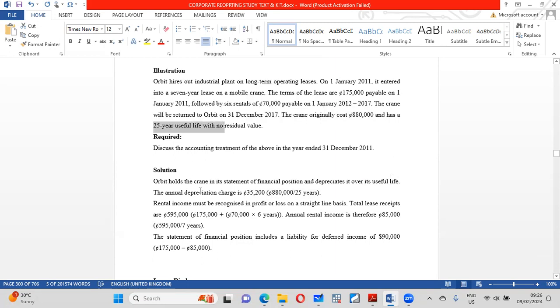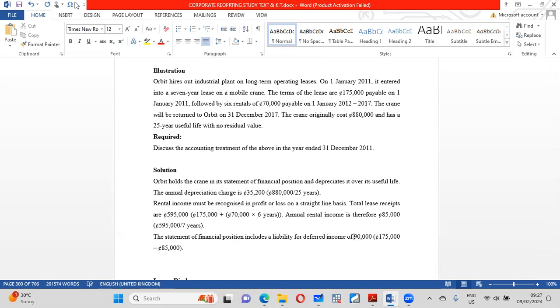However, there is a rental income. For the first year of the rental income, you will take the 175. Then after that, you are going to take 70,000 every year. If you combine all those monies, you have this. Therefore, you divide it over the 7 years, and you have the amount that you'll be recognizing each year. In the statement of financial position, what you will have is, what do we call it?